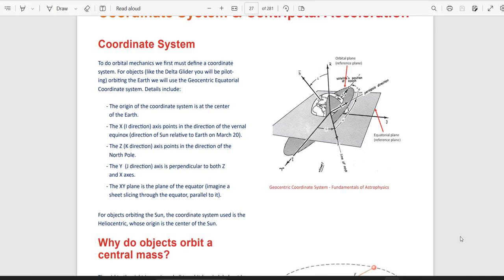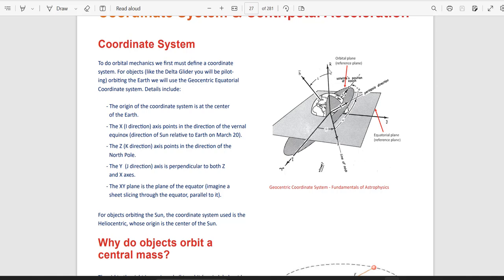To do orbital mechanics, we must first define a coordinate system. For objects orbiting the Earth, we will use the geocentric equatorial coordinate system. Details include the origin of the coordinate system is at the center of the Earth, right here. The x-axis points in the direction of the vernal equinox. That's the direction of the sun relative to Earth on March 20th. It's labeled I here.